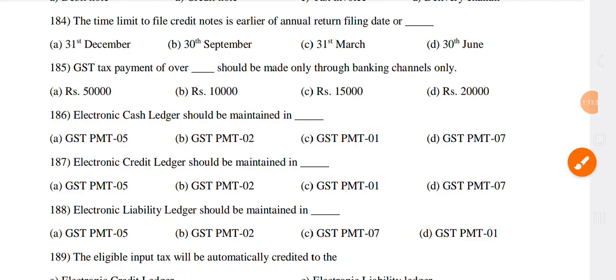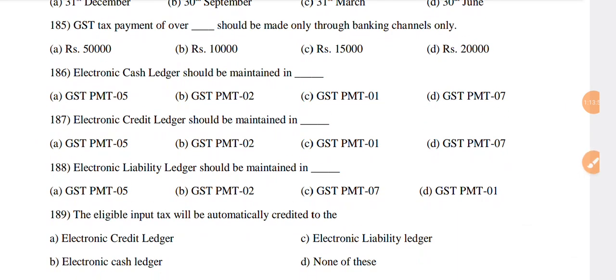Next question. Electronic cash ledger should be maintained in dash. Option A, GST PMT 05; B, GST PMT 02; C, GST PMT 01; and D, GST PMT 07. And the correct option is A. Next question. Electronic credit ledger should be maintained in option A, GST PMT 05; B, GST PMT 02; C, GST PMT 01; and D, GST PMT 07. And the correct option is B.